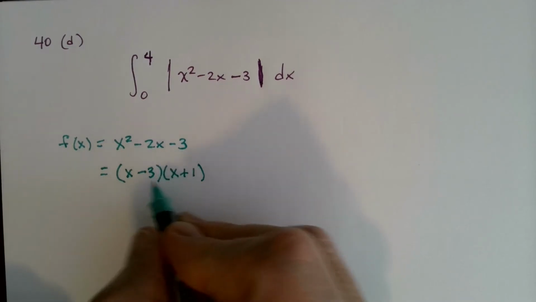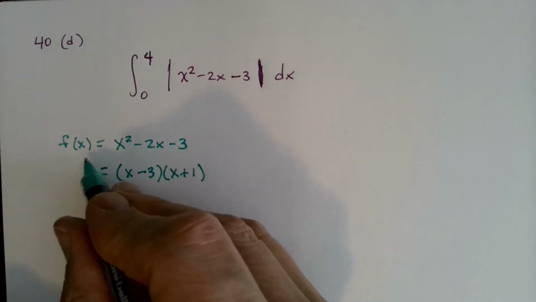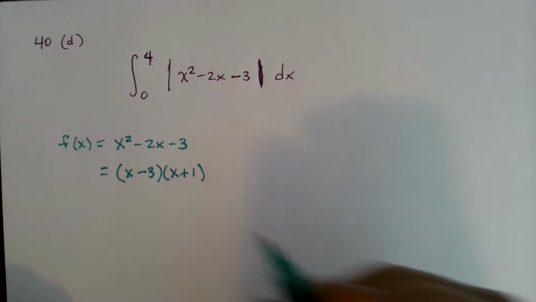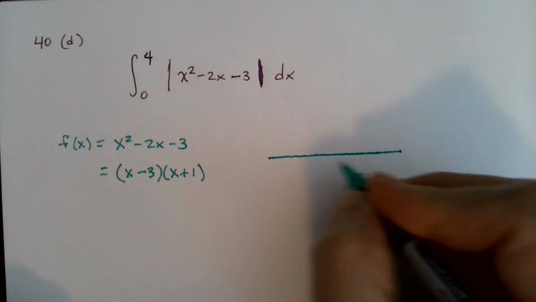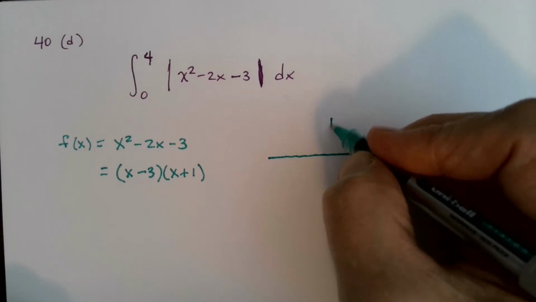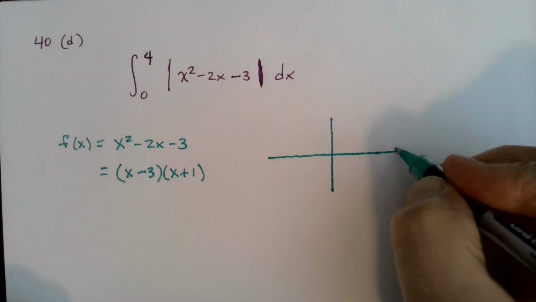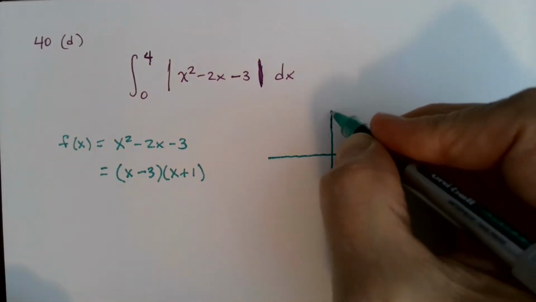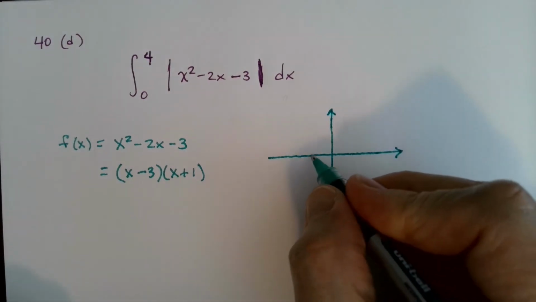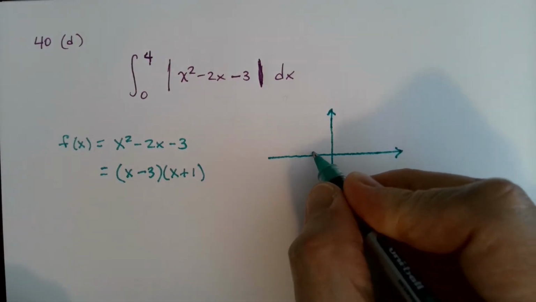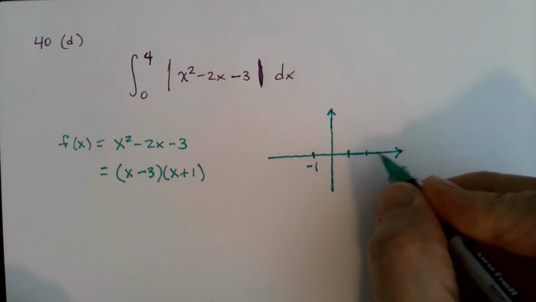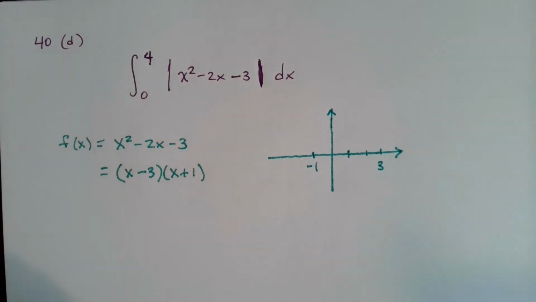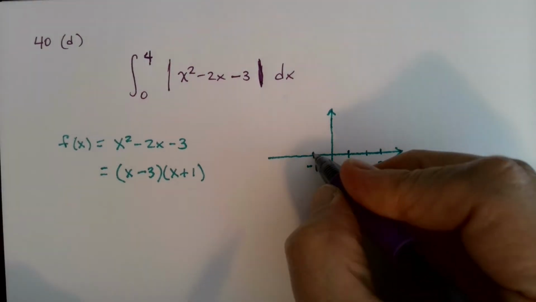And because this factors, I can see clearly that this function is 0 when x is negative 1 or 3. And that's really enough for what I need to know. Let's actually sketch the graph of this function. We know at negative 1, and let's say 1, 2, 3, that the function is 0.